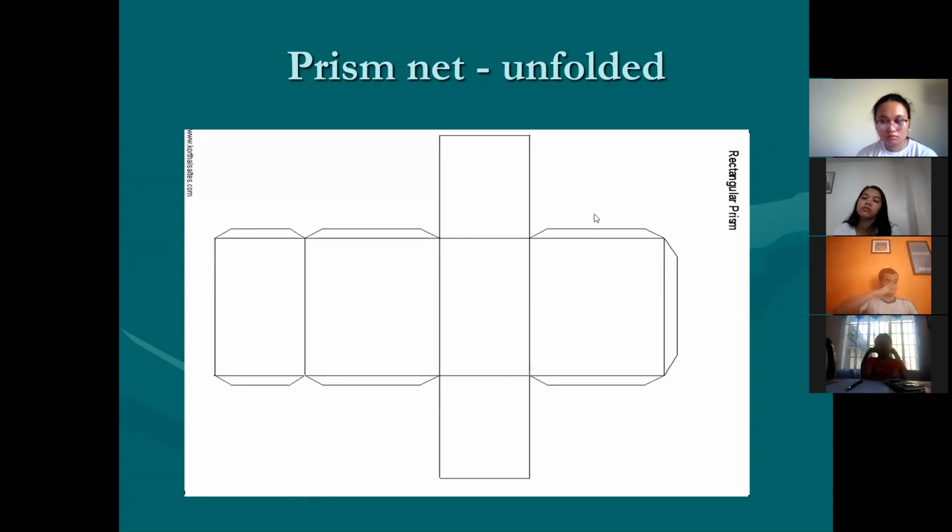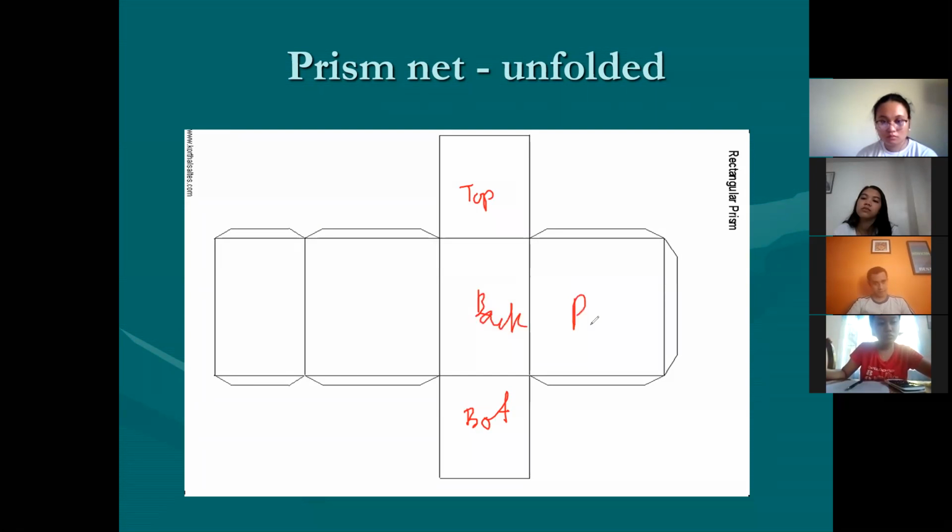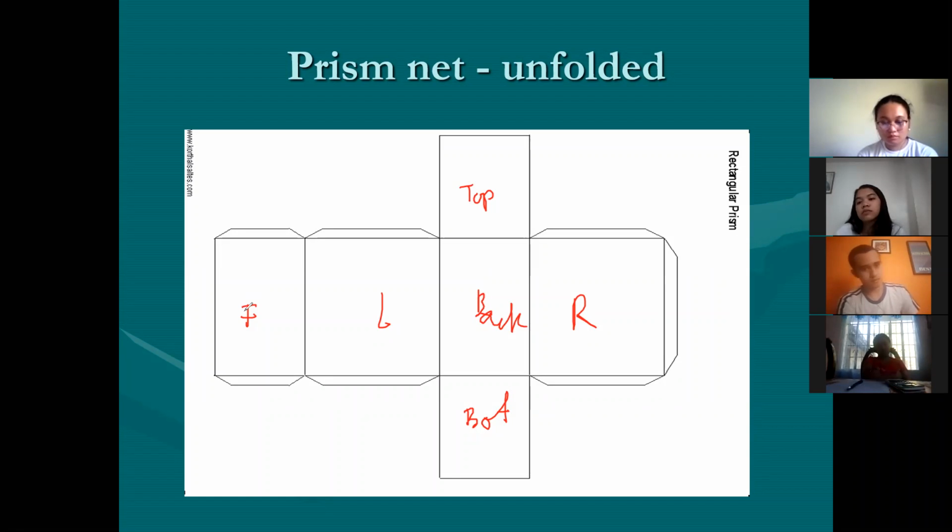So from this figure, you can say that this is your bottom. Let's say this is your bottom. This is your top. The cover. This is your back. This is your right, left, and then this is your front. You are going to fold it according to the grid lines. Then you can come up with a solid already.